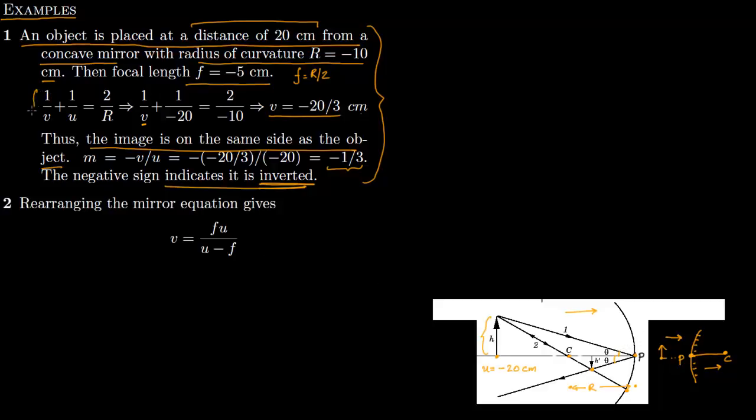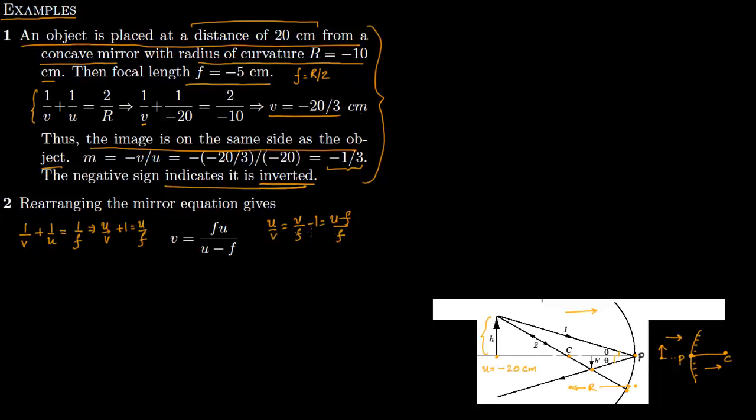First you rearrange this equation. That is 1 by v plus 1 by u. Instead of 2 by r, I will write 1 by f. Then you can rearrange this. Rearranging means you first multiply both sides by u. So you get u by v plus 1 is equal to u by f. Now you simplify this, you write u by v is equal to u by f minus 1, which is u minus f by f.